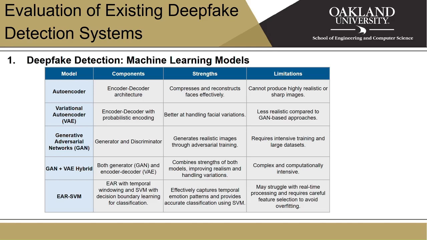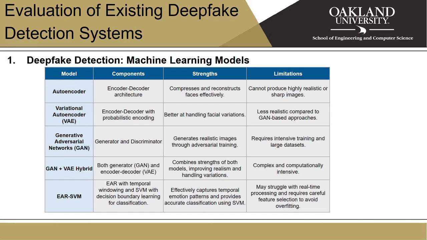Next, we have generative adversarial networks again. It consists of a generator and a discriminator. It generates realistic images through adversarial training. However, it requires intensive training and large datasets.